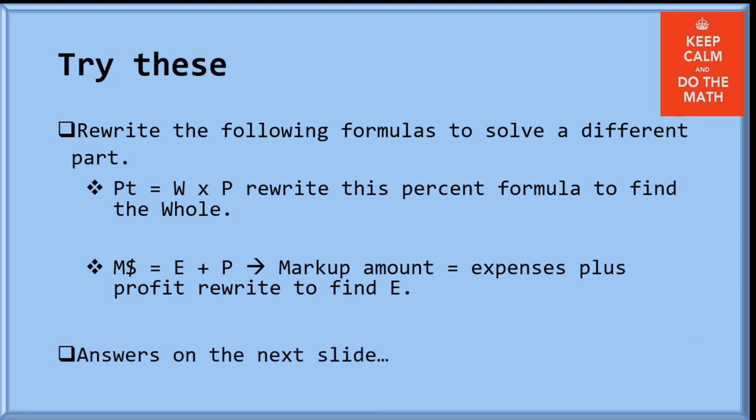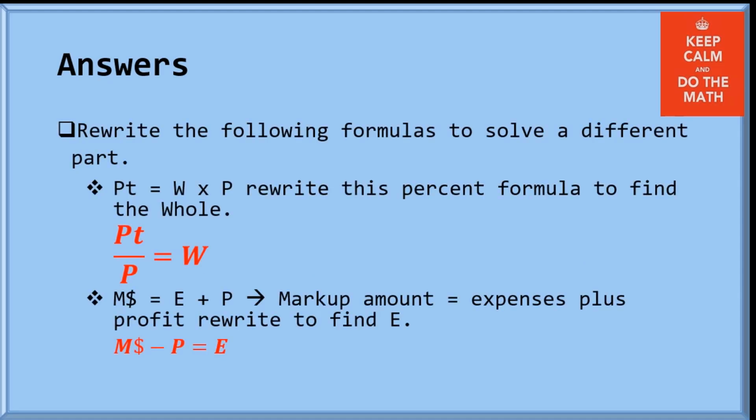So let's take a look at the answer. So in the first one, we wanted to rewrite it to solve for W. So you'll notice that since we're multiplying W by P, we're going to need to divide by P. So I take the part and divide it by the P, or percent. That will get me the whole. The second one, I want to rewrite it to find the expenses. Well, since I'm adding profit to the expenses, I need to subtract the profit. So I'm going to take the markup amount, M, minus P to equal the expenses.